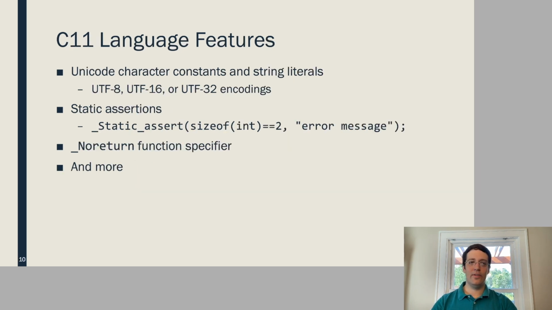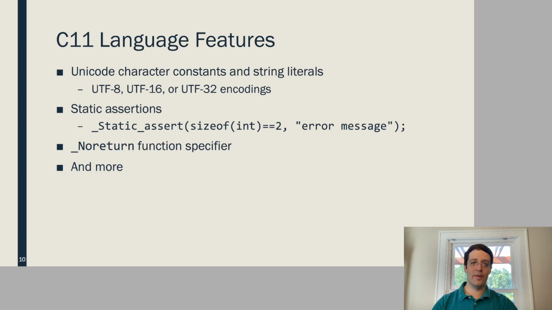And then moving on to C11, that has even more new features. One of them is that there are now Unicode character constants and string literals that can be used to represent characters and strings in the various Unicode encodings, which can be useful for interchanging data with modern systems that are likely to use Unicode. Another thing is that it now supports static assertions, where it can statically evaluate an expression and assert that it should evaluate to non-zero. And if it evaluates to 0, then that will be considered an error, and the compiler will print an error message and stop compiling.